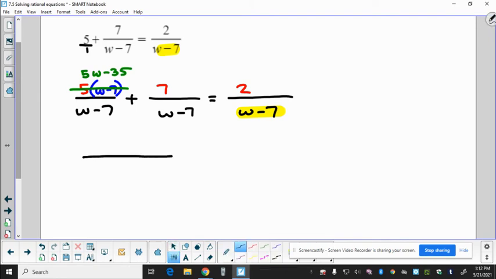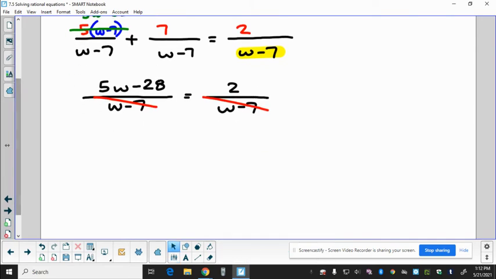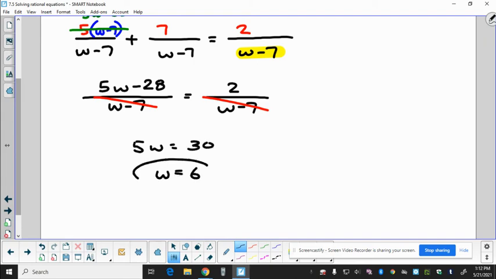So now I can add together my fractions. I'll have a common denominator of w minus 7. Of course, over here it's a 2. Here it'll be 5w minus 28. So according to the division property of equality, I'm left with an equation where, if I add 28 to the other side, it's 30, and divide by 5, I get an answer of 6.